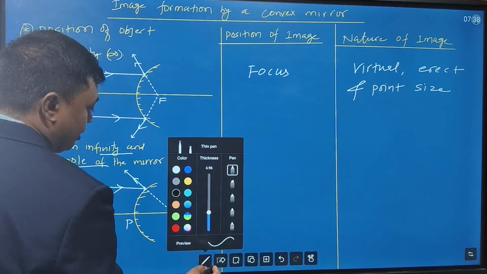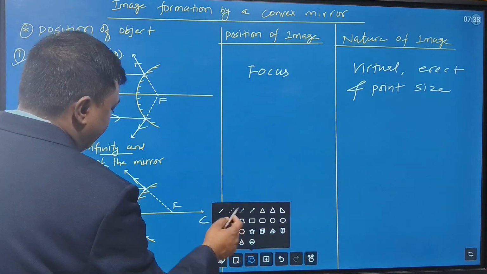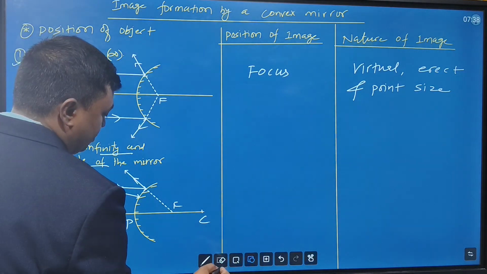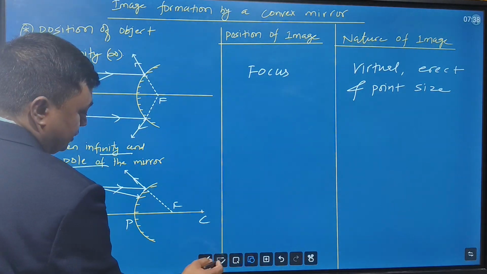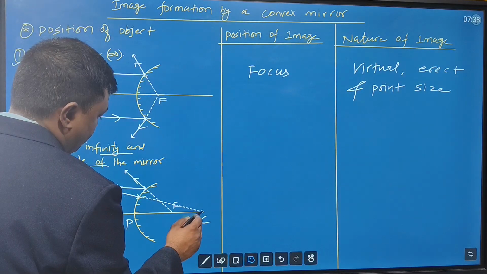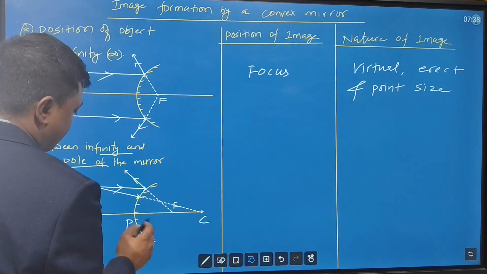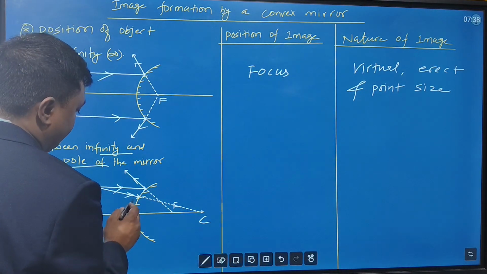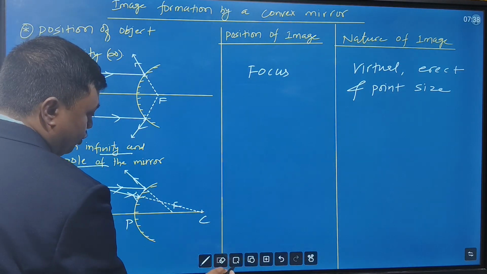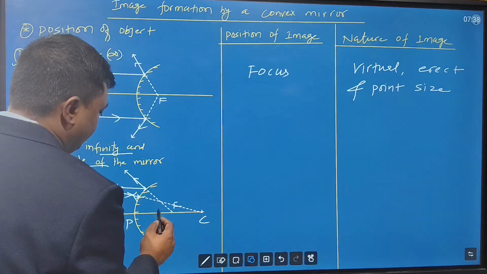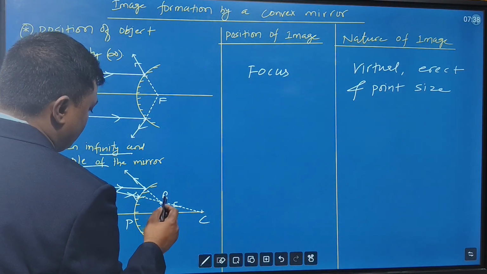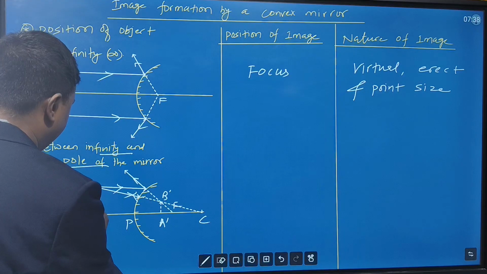Another rule we follow: if a ray of light is directed towards C, the center of curvature, what will happen? It will bounce back. So you can see this light ray and this light ray will appear to meet here. So here only a virtual image is formed. A dash B dash is the image of the object A B.